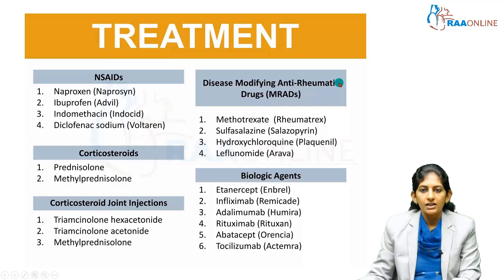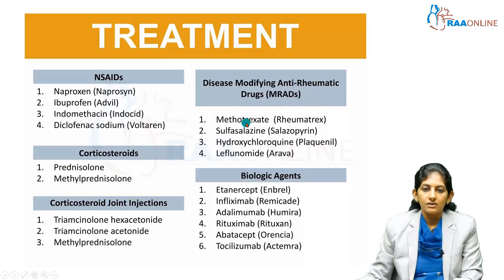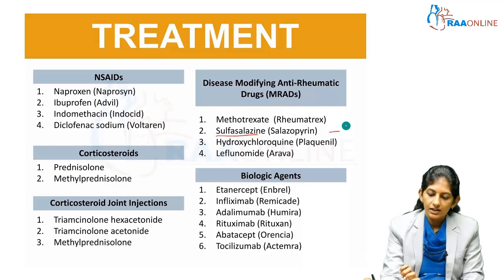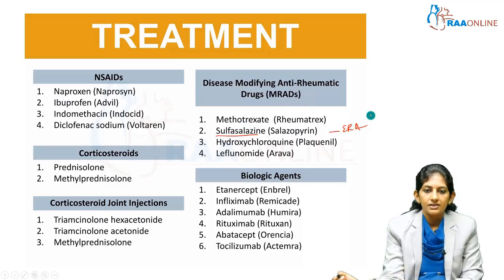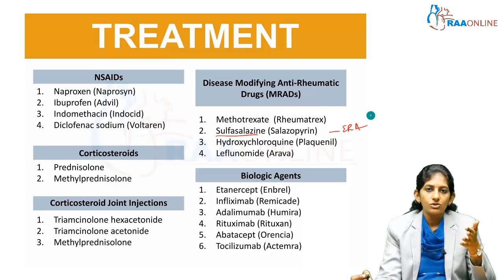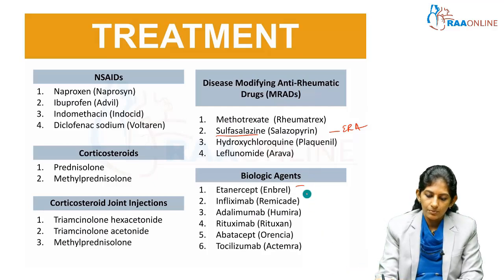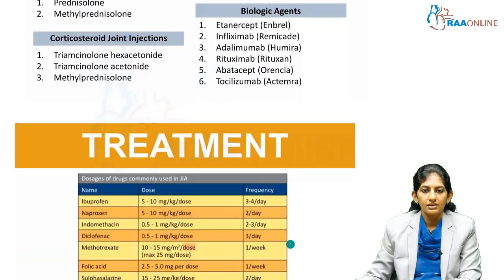Disease modifying anti-rheumatic drugs, we have seen in detail DMARDs in our first chapter of rheumatology. Just labeling them briefly: methotrexate, HCQ, sulfasalazine, leflunomide. Sulfasalazine predominantly is given in ERA, enthesitis related arthritis. Biologic agents, again we have divided into TNF alpha inhibitors, interleukin-1 antagonists, CD20 antibodies, that is rituximab, IL-6 receptor, tocilizumab, and T-cell activation. So many biological agents we have dealt with already in the chapter.